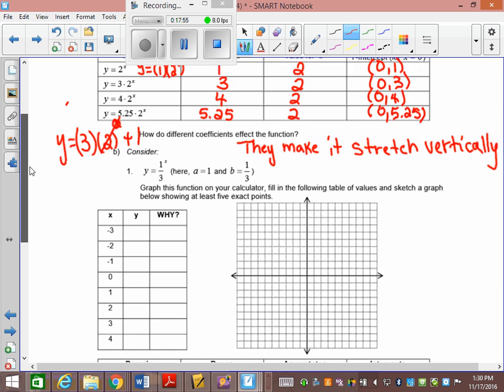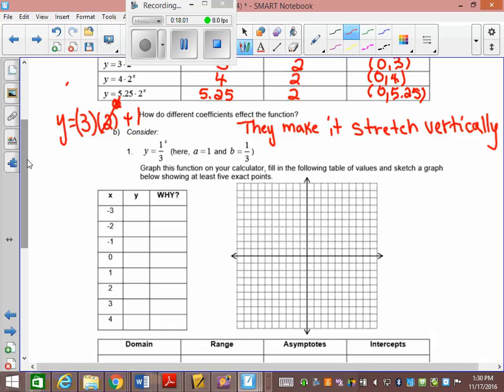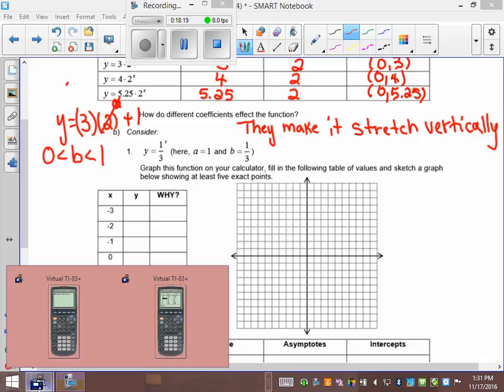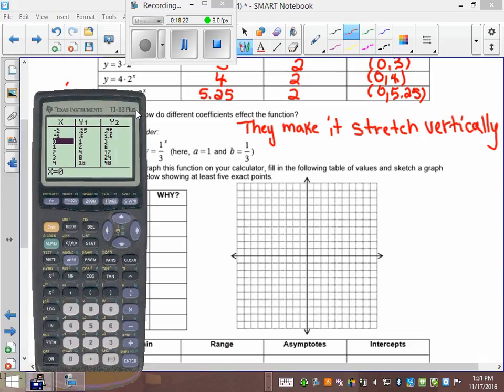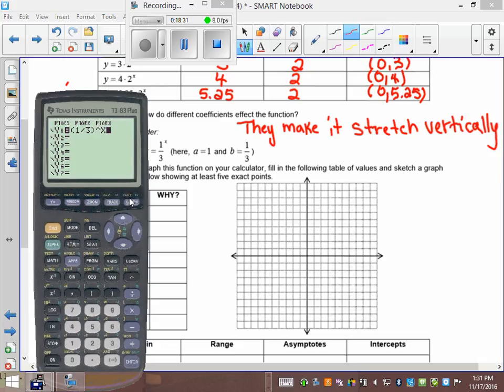So that's if b was greater than 1. Now we're going to look at ones where b is between 0 and 1. We never look at b negative. You can't do b negative. Okay? So here we're looking at 0 is less than b is less than 1. The other ones we looked at were b is greater than 1. So let's plug in 1/3. It's decaying, right?